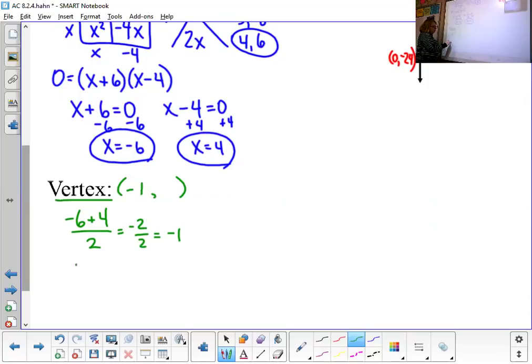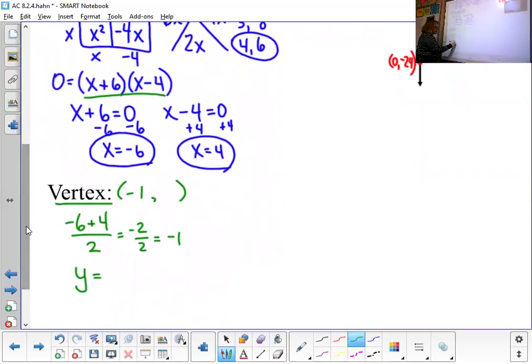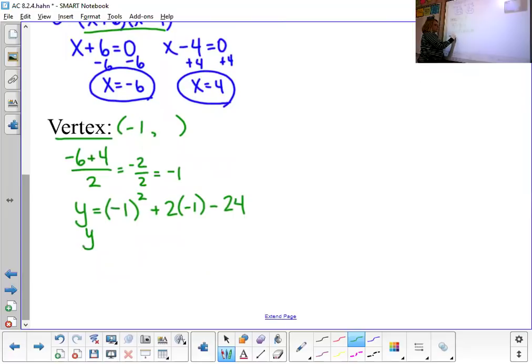To find the y value, I just have to plug negative 1 back into my equation. And I can plug it into the factored form, or I could plug it back into the standard form. It's entirely up to you. I'm going to plug it into the standard form. So I'm going to have negative 1 squared plus 2 times negative 1 minus 24. And now when I evaluate this, negative 1 squared is 1, 2 times negative 1 is negative 2, minus 24. That gives me my y value of negative 25. So my vertex is the point negative 1, negative 25.